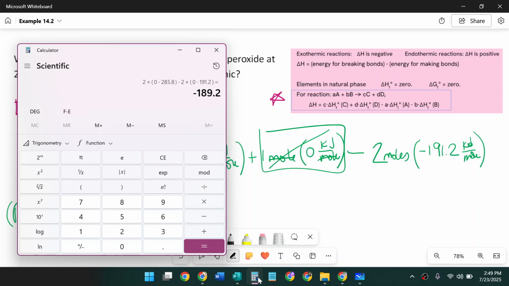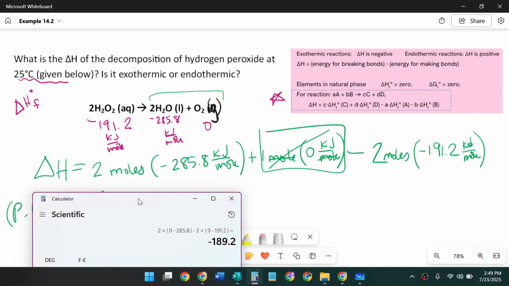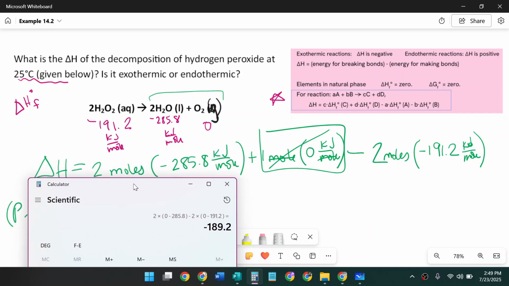All right, in this case, we are just adding and subtracting. Remember, we can't have a piece of a mole. And so those numbers, those coefficients out front that came from the problem, like that little 2 moles that came from the 2 in front of H2O2, do not count. So all that matters are our numbers like 285.8, and then 191.2.